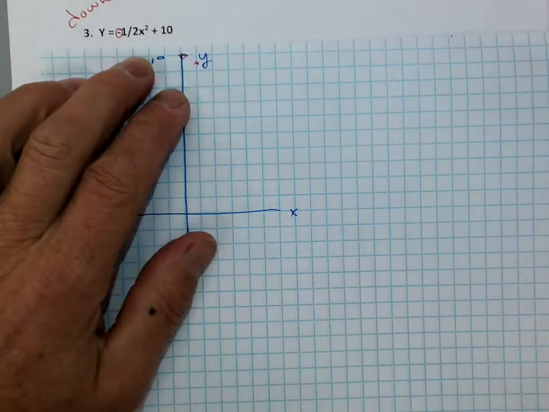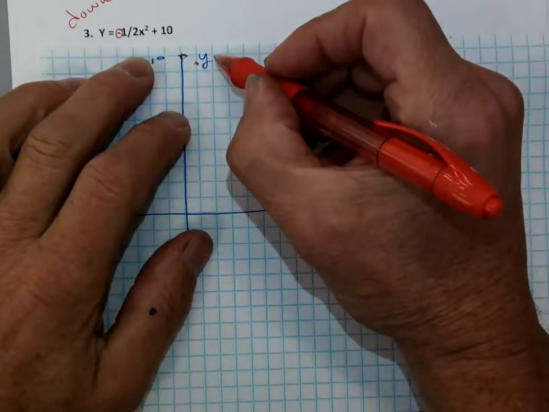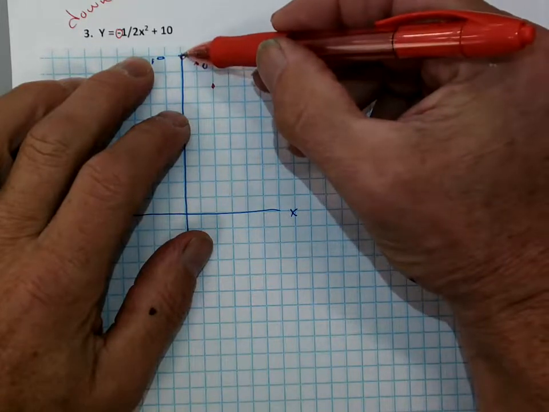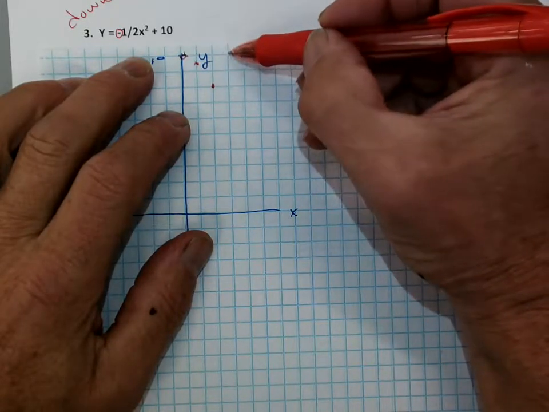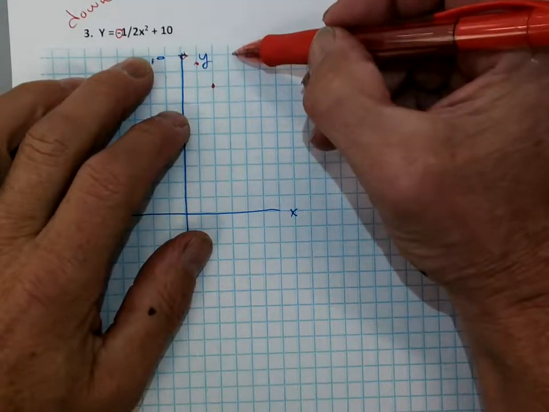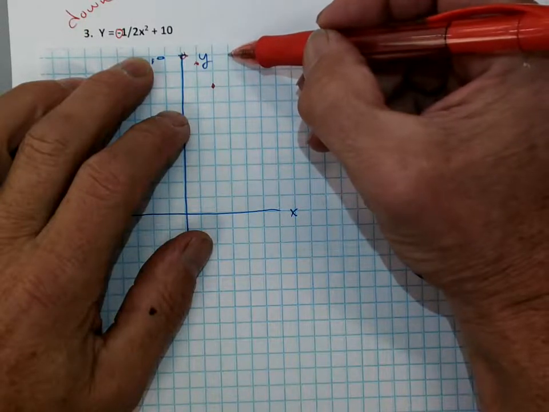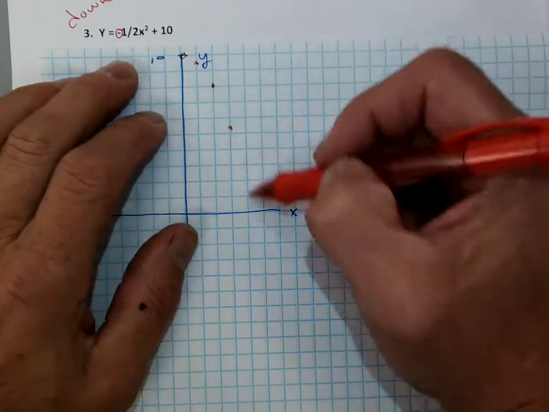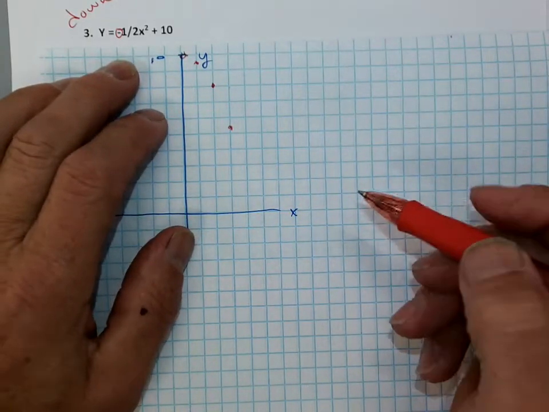If I go over 2, I'd normally go down 4, but I'm going to go half of 4, so I'm going to go 1, 2. Go back to my vertex, go over 1, 2, 3. I'd normally go down 9, but I'm going to go half of that, so I'm going to go 4.5. 1, 2, 3, 4.5. Okay, and of course it keeps going down. We could actually do the other one, but we don't need to.